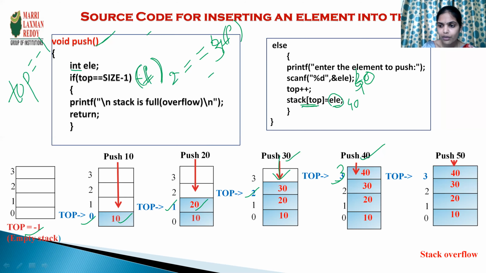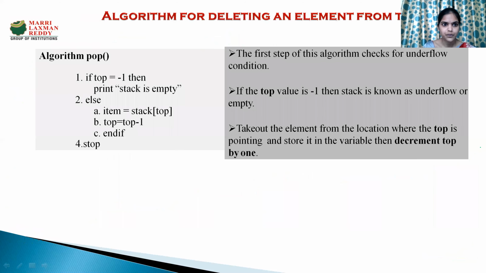Next, push 50. If I say push 50, again I'm going to the push function. Here stack is at the third position and the final index of the stack is 4 minus 1, that is 3. 3 is equal to 3. Yes, the condition is true. So I print the statement stack is full, that is stack overflow. We cannot insert 50 into the stack. This is how we perform the push operation onto the stack.